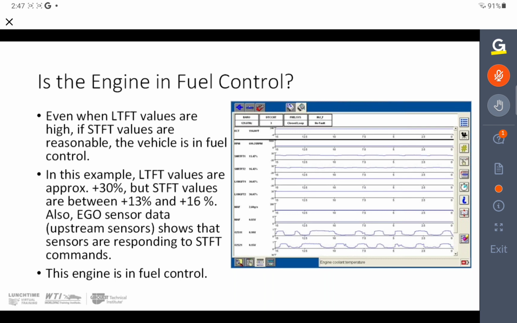So in this example on the chart, it's showing short-term fuel trim and long-term fuel trim are relatively high. Long-term fuel trims are approximately 30%. Short-term fuel trims are +13% and +16%. What's more important is the exhaust gas oxygen sensor or air fuel ratio sensor. The upstream sensor is showing that it is responding to short-term fuel trim commands. If that's the case, then the engine is in control, or the computer's in fuel control.